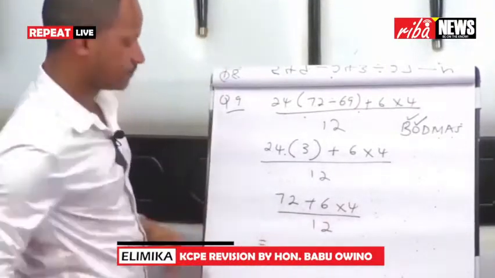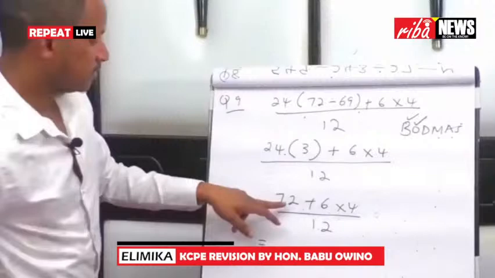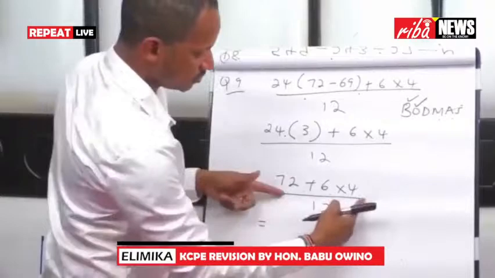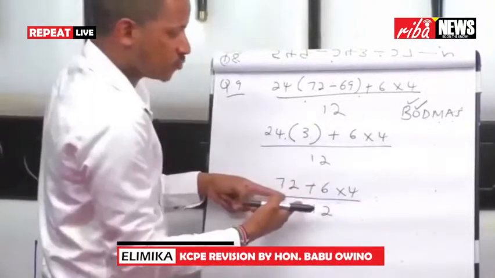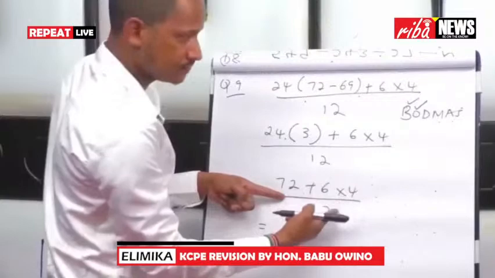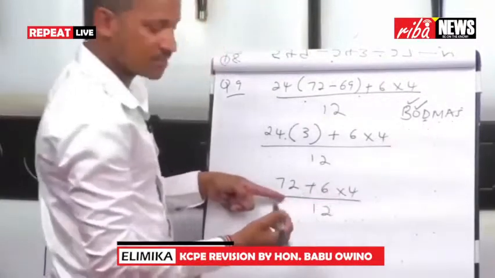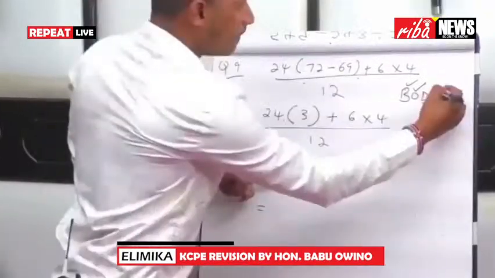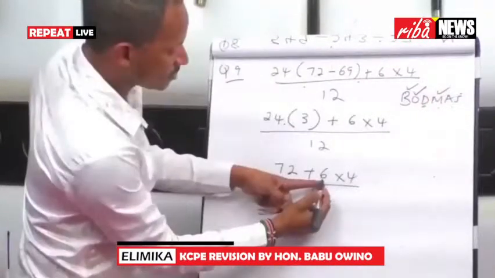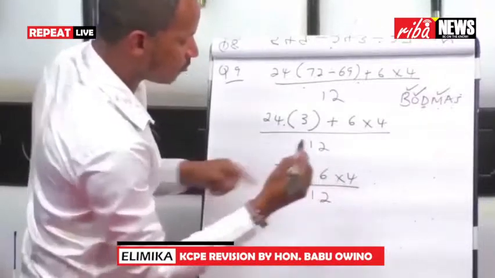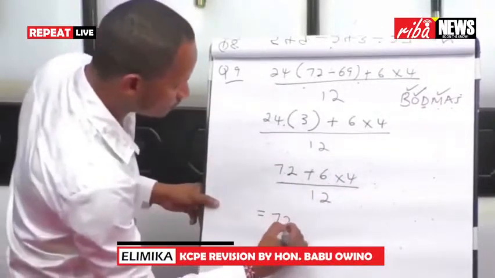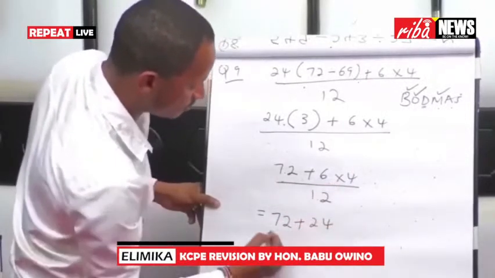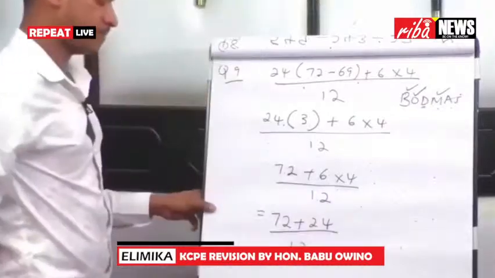When you come down here, we will not go to division. This is division, but we have to solve the numerator first. That's when we'll come to division last. So we will not deal with this division, but if there was a division sign in the numerator, we would have dealt with it. Then we go to multiplication. The multiplication that we have here is 6 times 4. So we have 72, then plus 6 times 4 is 24, over 12.